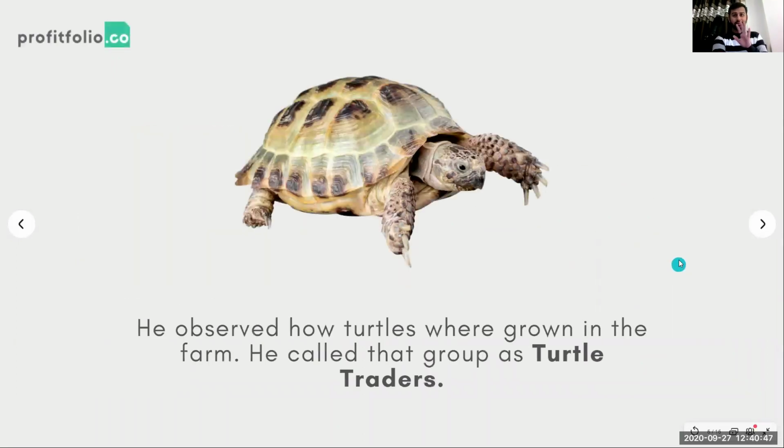Just to give a brief idea of what happened, Richard Dennis went to Singapore once and saw how turtles were grown in a farm, right? How small turtles gradually grow into very big turtles. That is the reason they chose to call this group the turtle traders, right? And they were famous for their time and even today also, right?